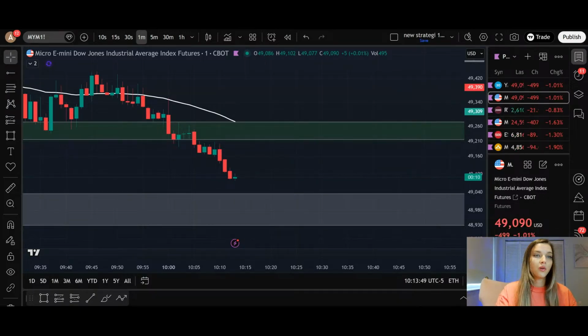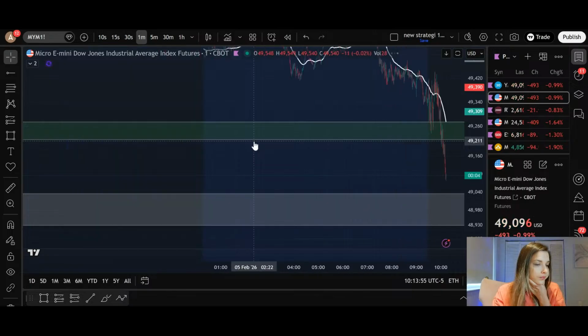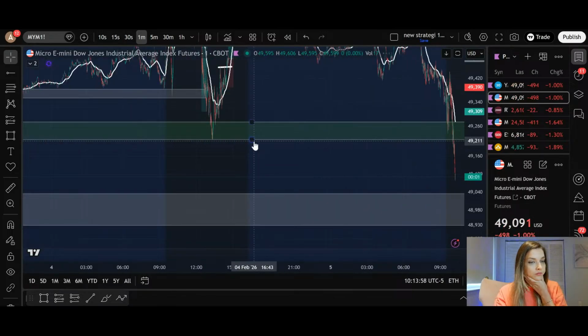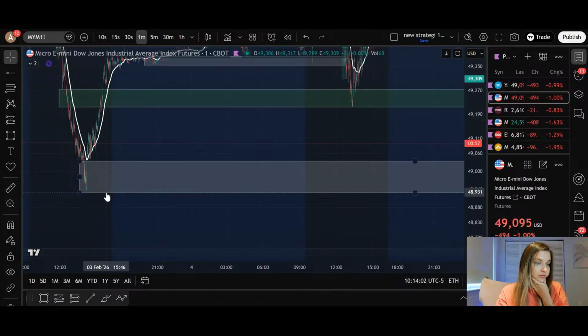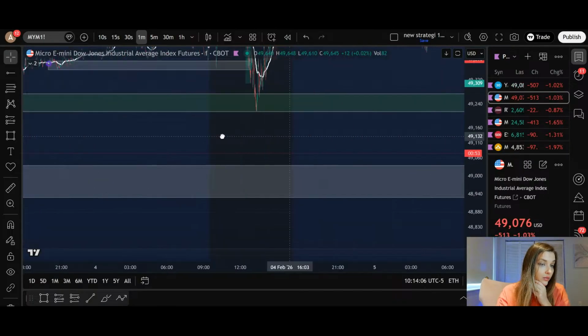Okay, at this point, I want the price to come and retest this area or the EMA for a short. But also it's gonna get to this area right here.